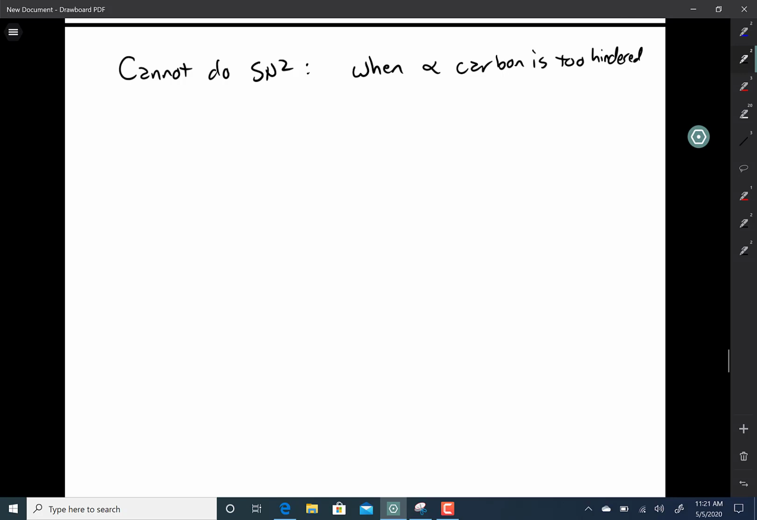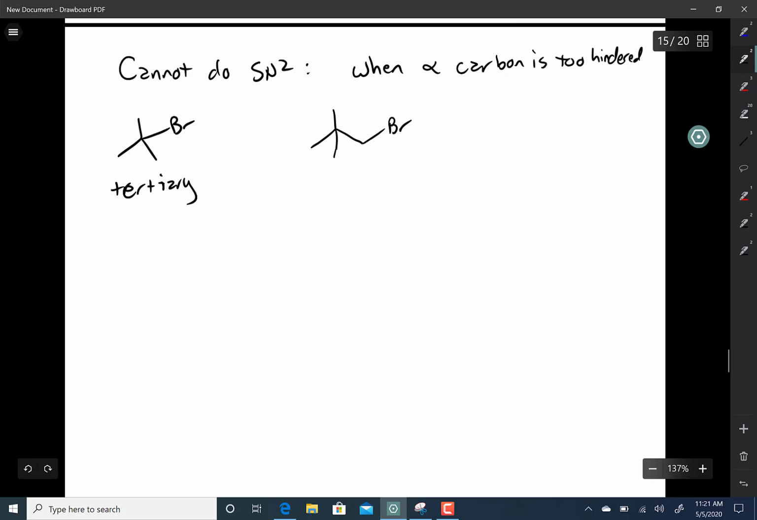So examples of an alpha carbon being too hindered. Well, the obvious one is tertiary. Another example is when the beta carbon is neopentyl. That's too hindered.